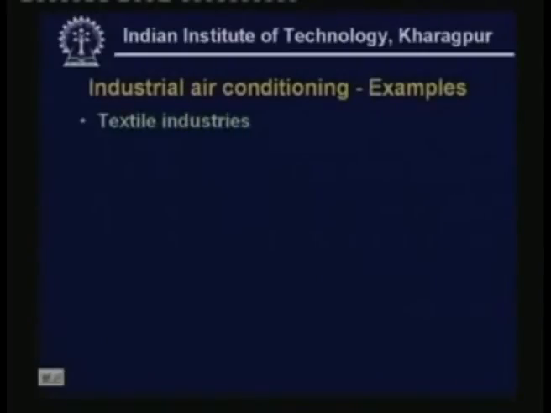Some of the examples are textile industries. Textile is one of the oldest users of air conditioning. The yarn used in a textile is very sensitive to temperature and humidity. So if you want to have a very high output, you have to maintain the humidity and temperature within certain limits so that the yarn can move at high speeds without breaking. This is the reason why it was used in the early days, and how the output was increased using an air conditioning system.